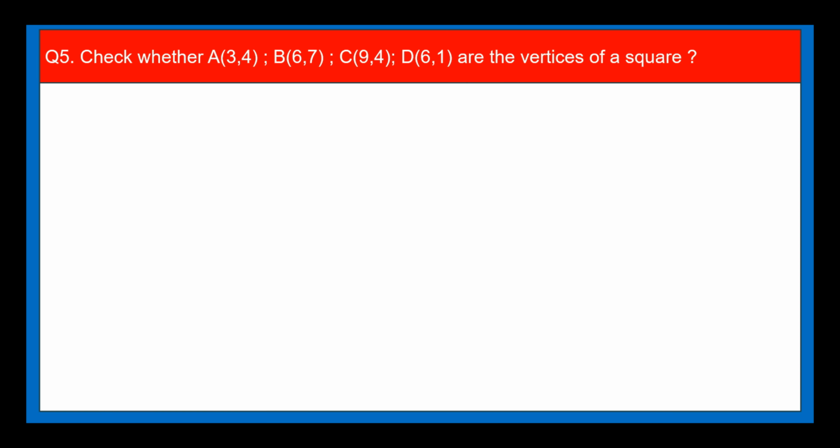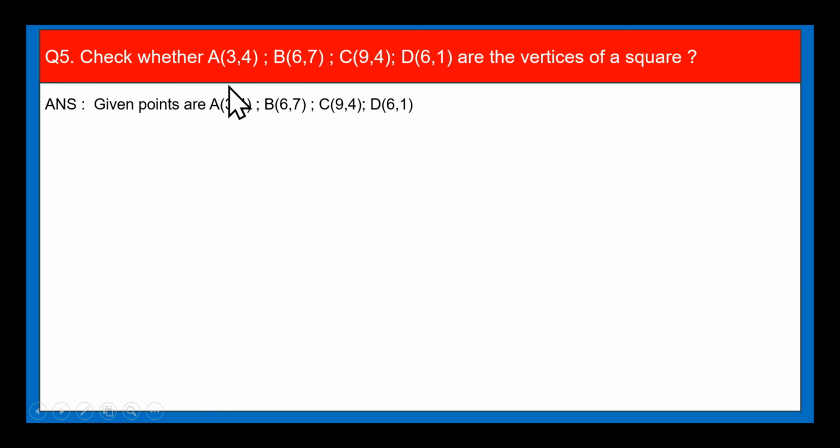You see, in a rhombus, if the diagonals are also equal, then you can say that it is a square. Therefore, in order to prove that these 4 points form a square, let us show that all the 4 sides, that is AB, BC, CD, DA, are equal, and also let us find the distance of the diagonal AC, and let us find the length of the second diagonal BD. If the diagonals are also equal, then you can say that the points A, B, C, D form a square.